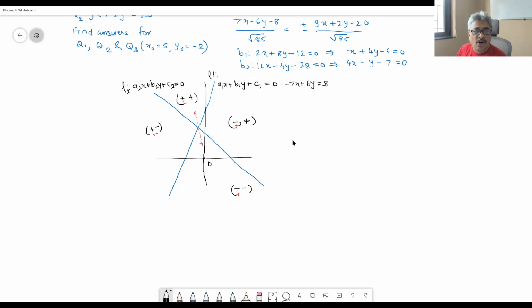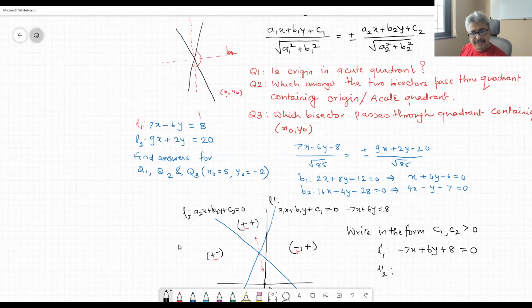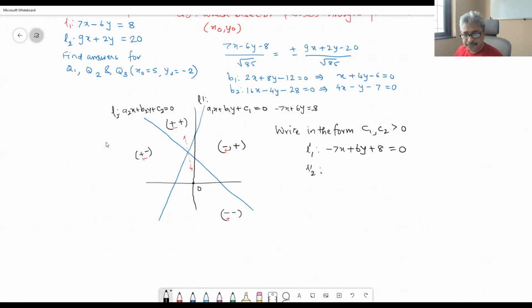Write down both these equations in the form where C1 and C2 are greater than 0. Okay. So in our case, maybe our first equation was 7x minus 6y is equal to 8. We would like to write down L1 or maybe the new L1 dash. It is the same line, but the equation is written in a different way, which is minus 7x plus 6y plus 8 is equal to 0. So you write it in this fashion so that this constant is positive. L2 dash is also going to be written in the same fashion, minus 9x minus 2y plus 20 is equal to 0.